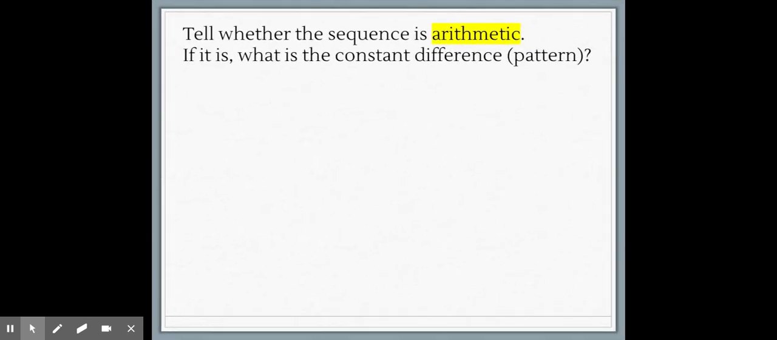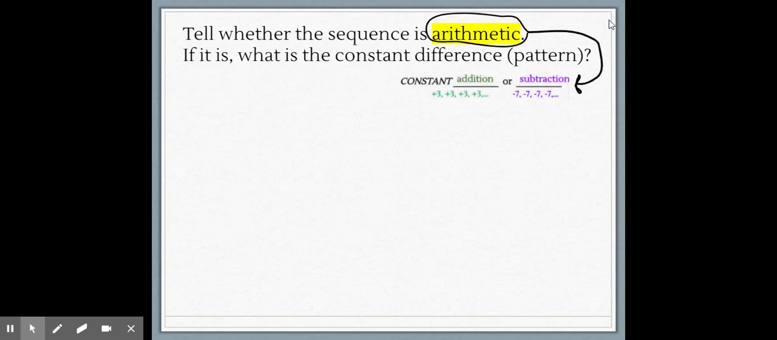So let's take a look. I want to see if you can tell whether the sequence that I'm going to give you is arithmetic. And if it is, what is the constant difference? What's the pattern that you see? Let's look at this first one. 3, 6, 12, and 24. Is it arithmetic? Does it have a constant add or subtract pattern? No way. It looks like it's multiplying by 2, so that would be a no on that one.